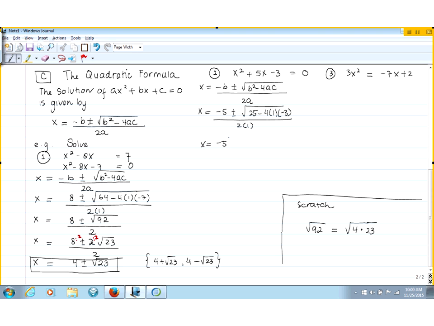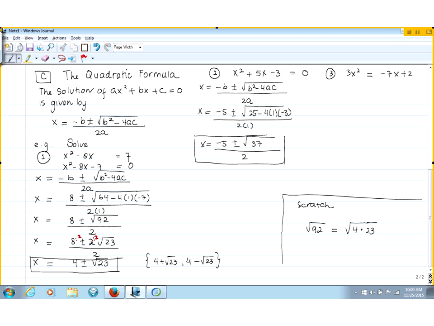So let's see, who wants to do it next? Noemi, you want to continue? Negative 5 plus or minus what? So this is 25 plus 12, which is, yes, 37 divided by 2. Okay. Now, can we simplify these? Square root of 37? No, so we're done. Yeah, so there's nothing you can do, right?